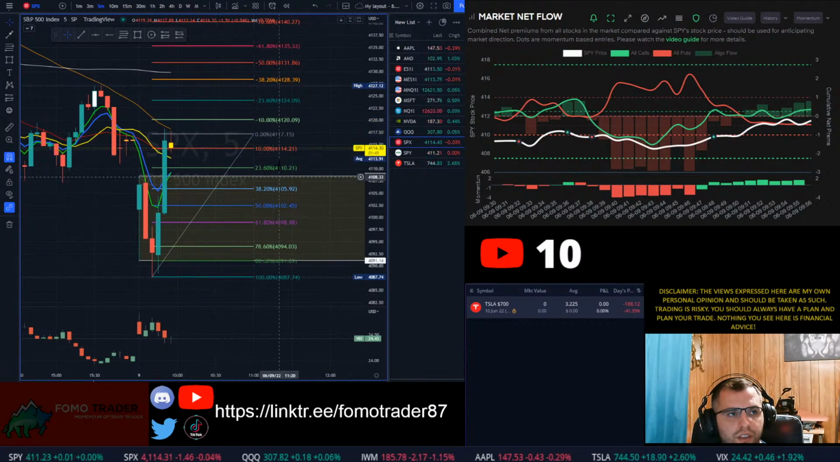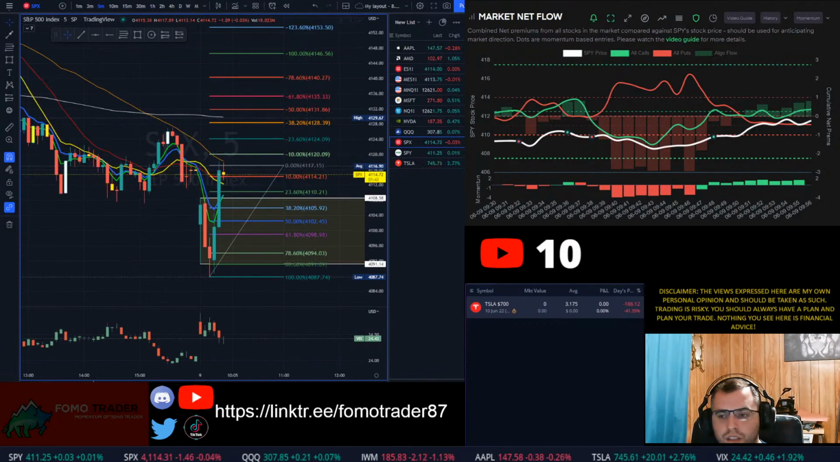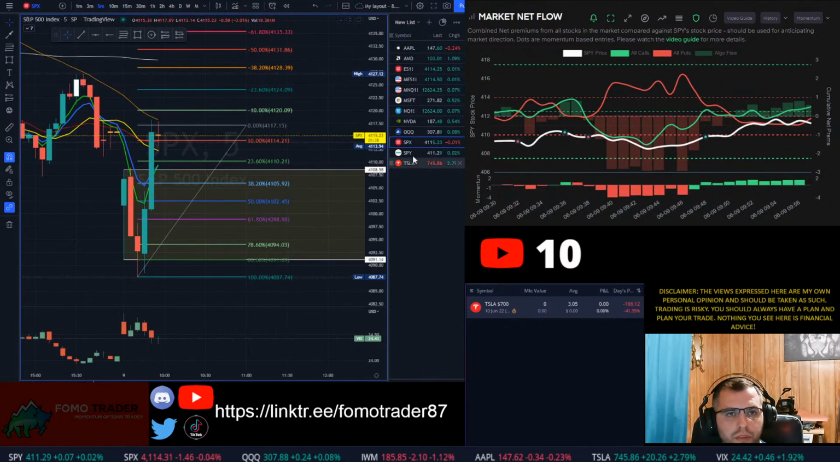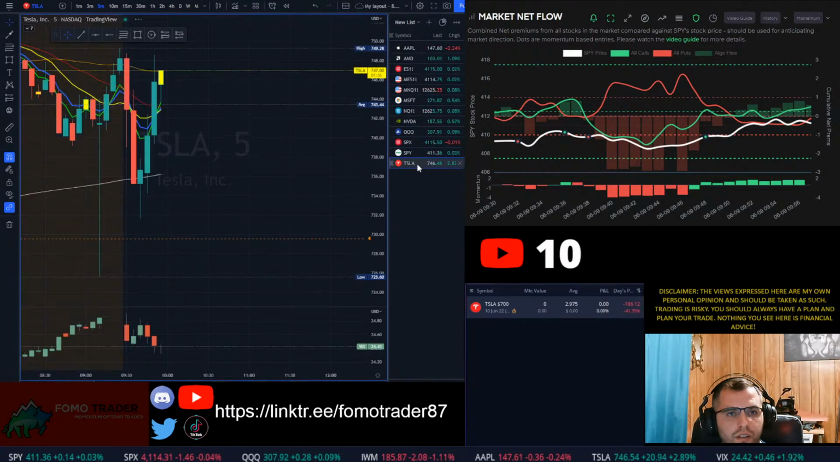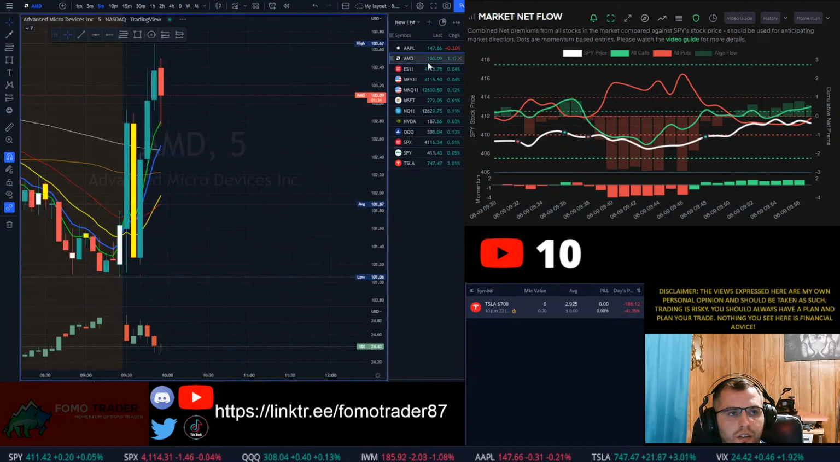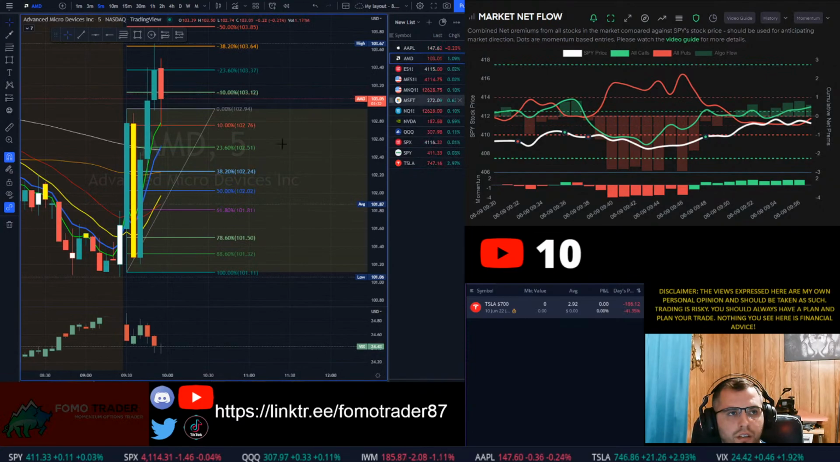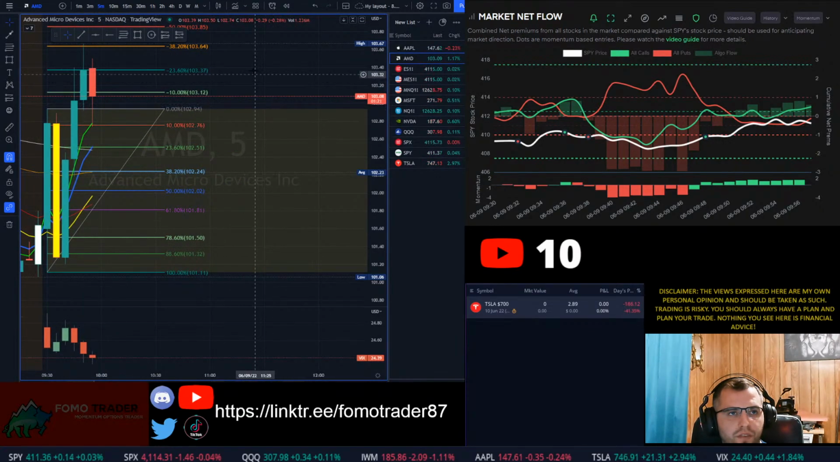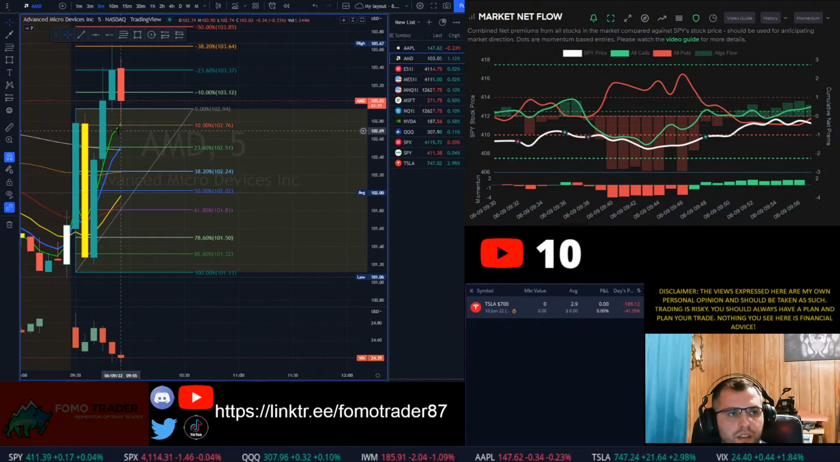And I am going to look at the 4150 calls if we get a pullback to there. I missed AMD here. But you see how the price action pulled back directly to the 5 EMA, then bounced off that level.